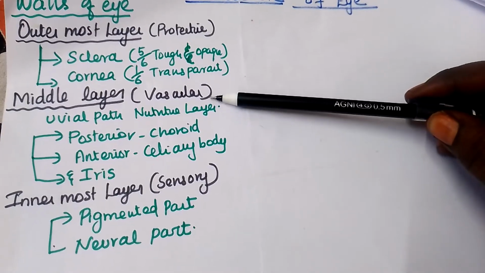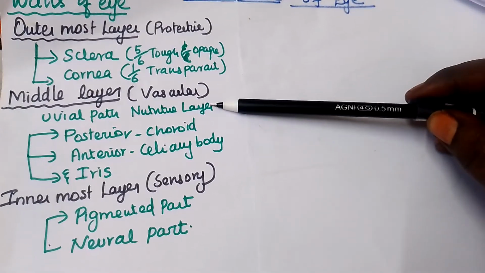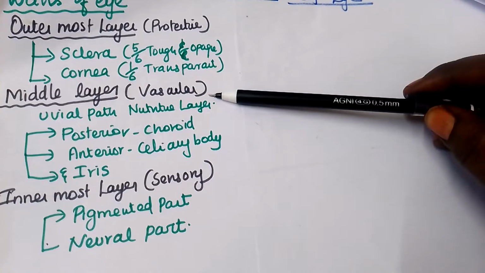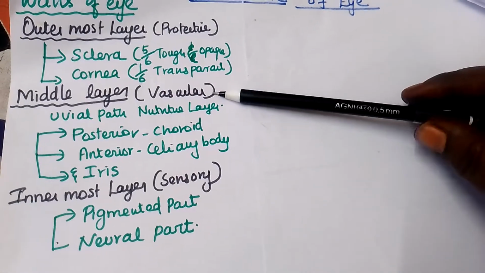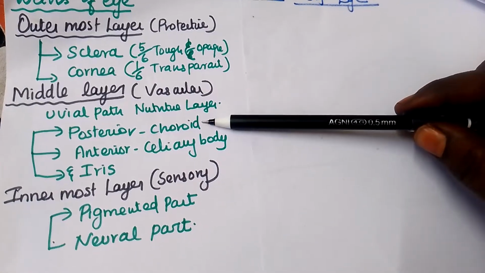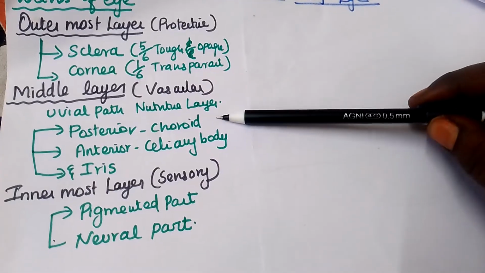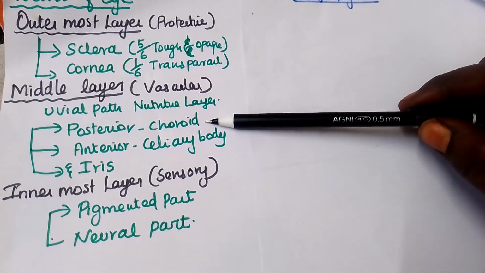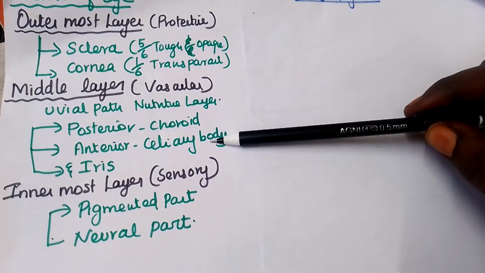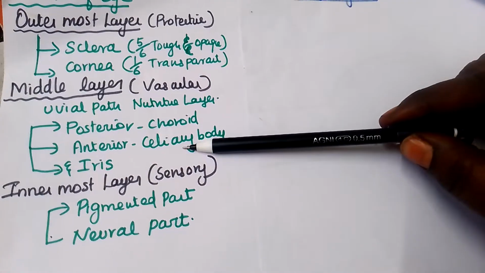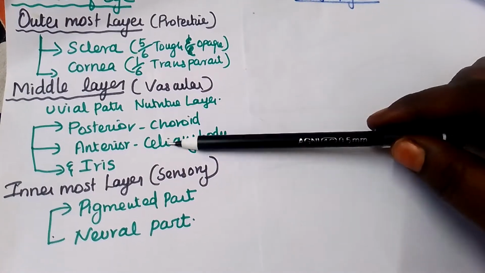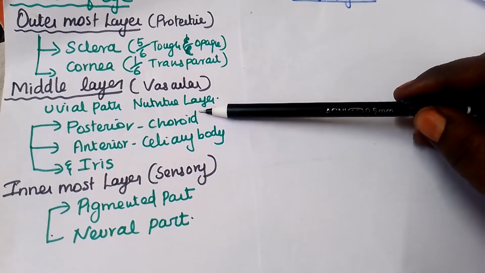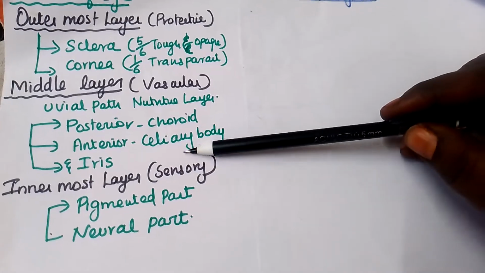That's called the uveal tract or the nutritive layer, rich in blood circulation. That's why it is called highly vascular. Posteriorly it is called the choroid, and when the choroid comes in the front, anteriorly a triangular body is formed, which is called the ciliary body, and the iris. So the middle layer components are posteriorly the choroid, the ciliary body and the iris.